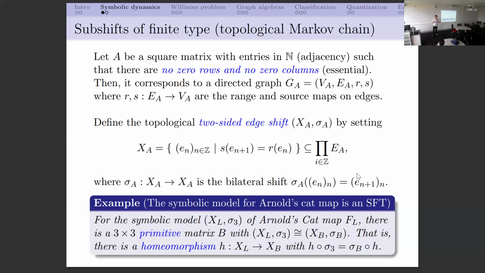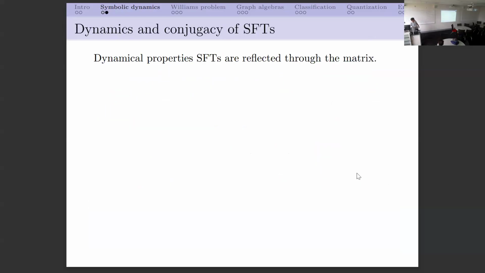So that's why I need no zero rows and no zero columns, okay? So what I'm saying here is there's a homeomorphism between the ternary expansion set and this two-sided edge shift that intertwines the shifting operations, okay? So I can put this nice example that we started with in a much broader context of the so-called subshifts of finite type. Okay, these are called two-sided subshifts of finite type.